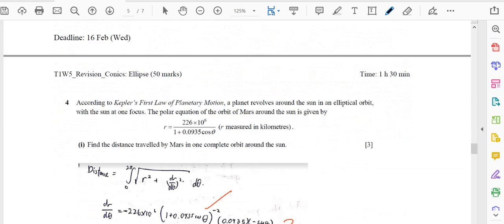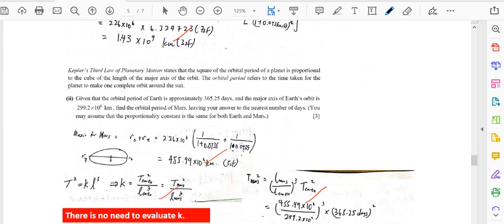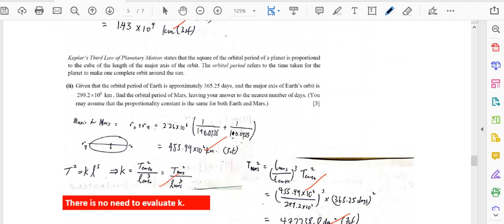Okay, this one, question 4, no problem basically with the computation. Just that Kepler's third law basically states that the square of the period of the orbit is proportional to the cube of the length of the major axis. So I can write it as T squared proportional to L cubed. So we want to compute the period of Mars. Therefore, just using ratio, you'll be able to kill off the k. So there's no need to compute the k.